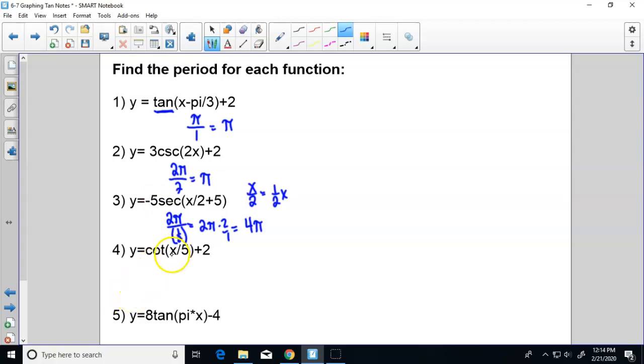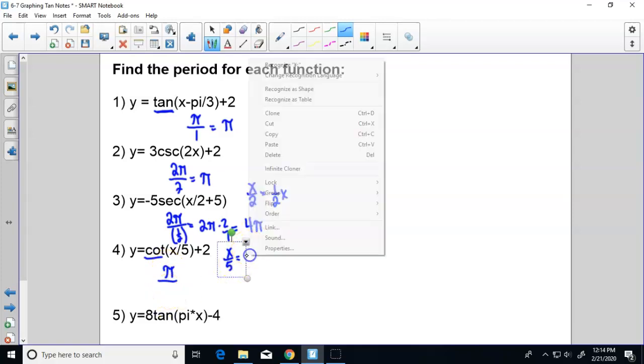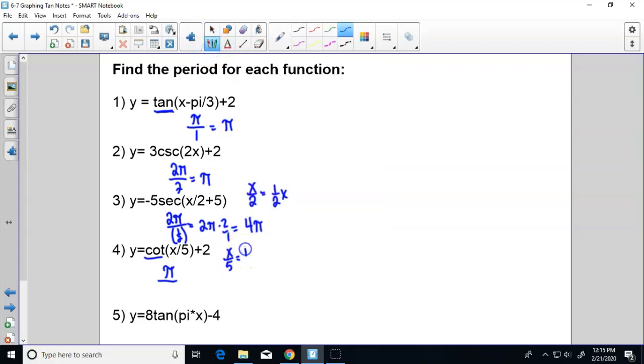Cotangent, remember, cotangent and tangent, our period for those is only pi. So we would take pi divided by, again, here we've got x over 5. So we're not going to do pi over 5 because x over 5 is the same as 1/5 times x. So we're going to do pi over 1/5. And so that would be pi times 5 over 1, dividing fractions easy as pi, flip that second and multiply, and that's just going to give us 5 pi there. So we have a period of 5 pi for that one.